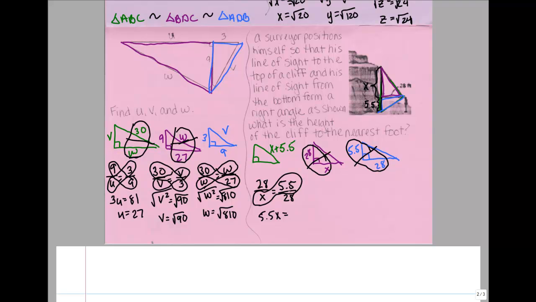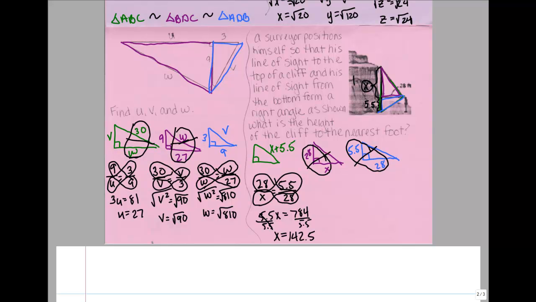5.5x is equal to 28 times 28, which is 784. Divide by 5.5, and x is 142.5. So that's just what this x is.